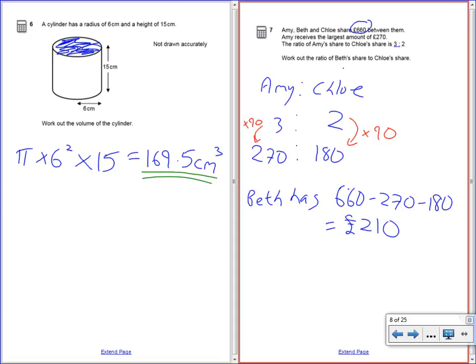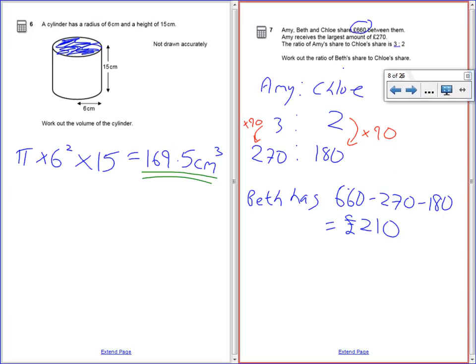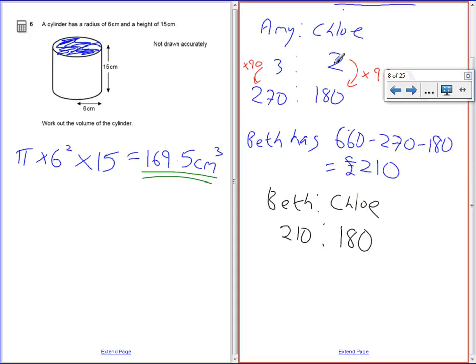And if you add up 210, 180 and 270, you will get 660. And that means the ratio of Beth's share to Chloe's share, the thing we're trying to work out, is going to be 210 to the amount Chloe had, which is 180. That's the unsimplified version. We can divide both sides by 30.